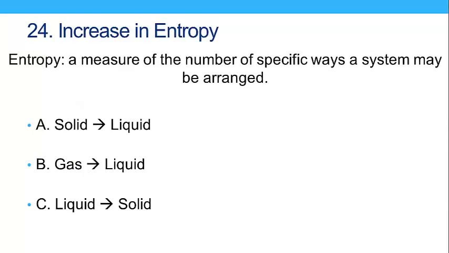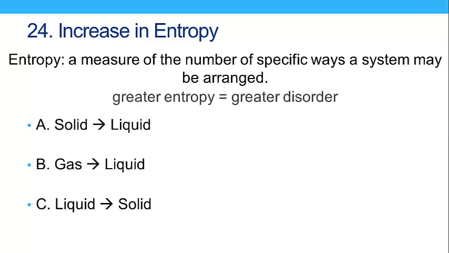So entropy is a measure of the number of possible arrangements that a system can have. So the more possible arrangements of the particles, the higher the entropy. So whenever we have greater entropy, we have greater disorder. So if we look at a solid becoming a liquid, the entropy is going to increase because we're taking a solid, which is a very orderly structure, and making it into a more disordered liquid.